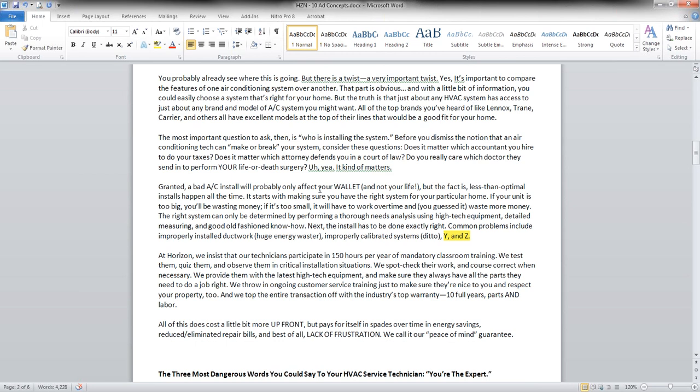Granted, a bad AC install won't affect your wallet, nor your life, but the fact is less than optimal installs happen all the time. It starts with making sure you have the right system. If your unit is too big, you'll be wasting money. If it's too small, you'll have to work overtime. The right system, and so on.